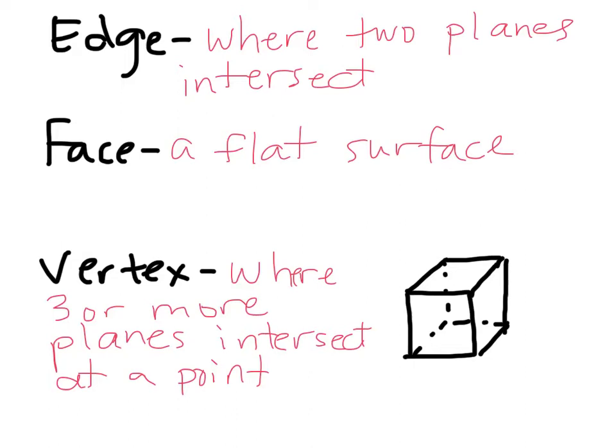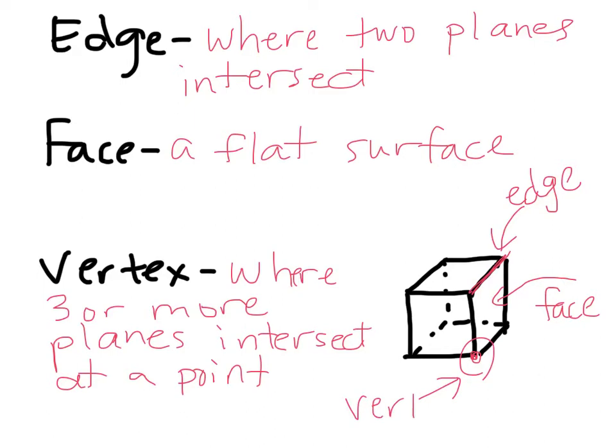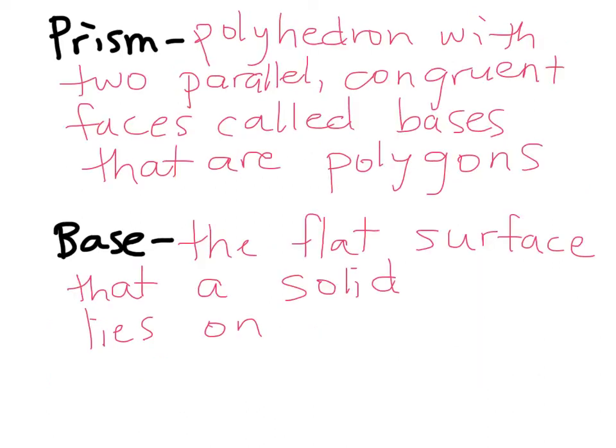Okay, so if I look at a 3D shape, something like here, this line would be an edge. A flat surface, this side over here would be a face. And then this point right here would be a vertex. Okay. Certain kinds of polyhedrons have different names.